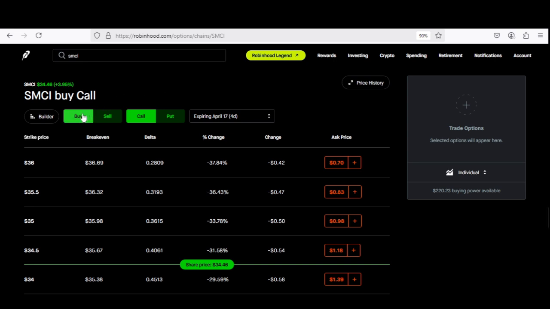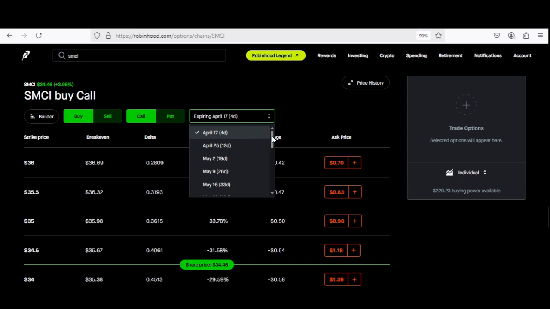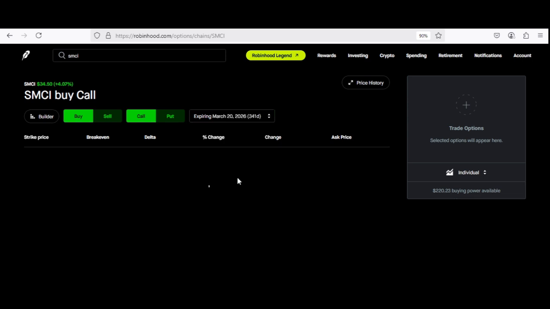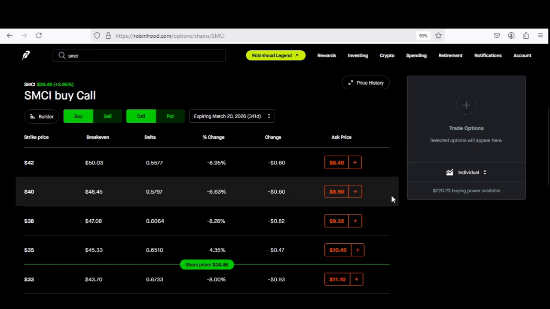To get started, we're going to go to buy, we're going to go to call, and now we're going to go ahead and choose our expiration date. The expiration date is one of the most important things for a LEAPS option because that's actually what makes it a LEAPS option. It has to be a long-out expiration date. For it to be a LEAPS option, it needs to be about 365 days or more. In this case, the closest one to that is going to be the March 20th, 2026 date, and that gives us 341 days. So we're going to go ahead and use that one just for the example for this video.